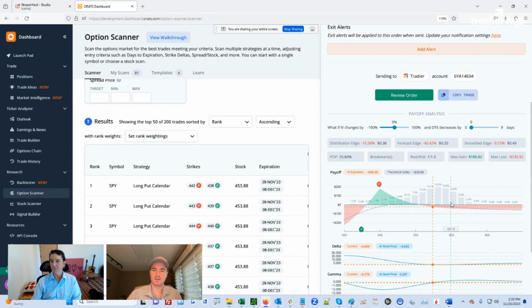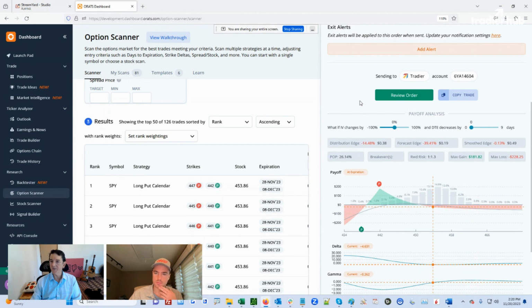So this trade looks pretty good. That distribution, Matt, is the same value that we're showing in the scanner table that you can sort based on your ranking. And so if you like to value the trade based on the distribution percentage, you can rank that higher in the option scanner table. Same thing goes for our forecast volatility and our smooth percentage.